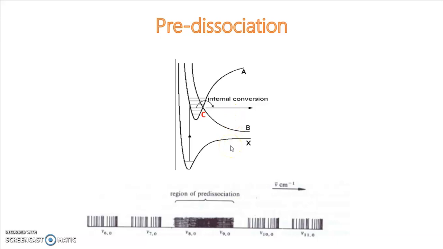These are some basic aspects of electronic spectroscopy, and we will come to the details of this electronic spectroscopy in the coming lectures. And I am concluding this lecture here.